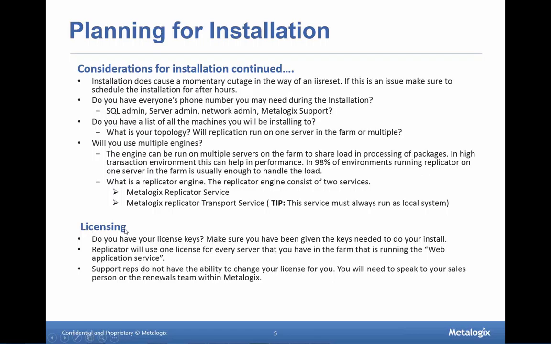Okay. One other big thing that often gets thought about afterwards is, do you have your license key? Make sure that you have it available. The way that Replicator is licensed is that for every server in your farm that's running the web application service, Replicator is going to use one license. So even if you have an index server, let's say, and it has the web application service running on it, Replicator is going to use a license because it's going to get deployed to that server. So you need to be aware in your topology where that service is running, and if you have enough licenses. Just a note: if you called in the middle of the night and you didn't have enough licenses, the support reps don't have the ability to change that license for you. So planning that up front is very important.